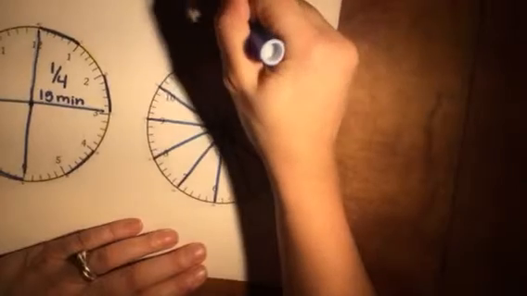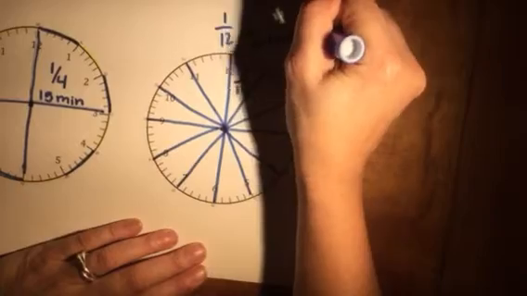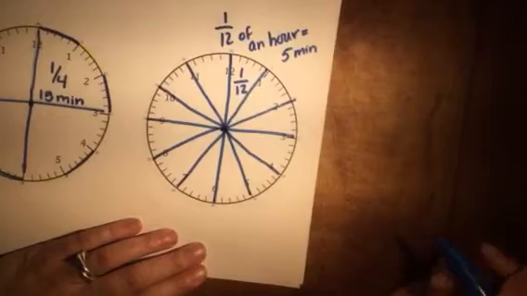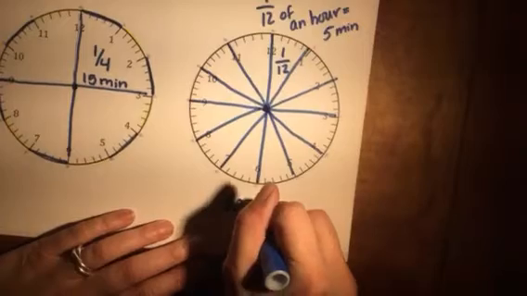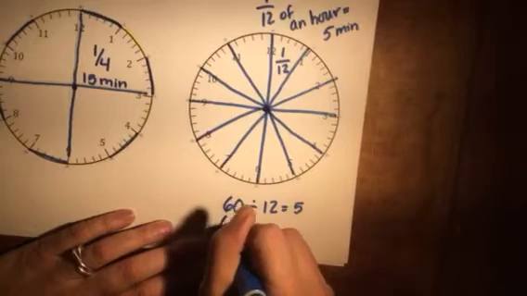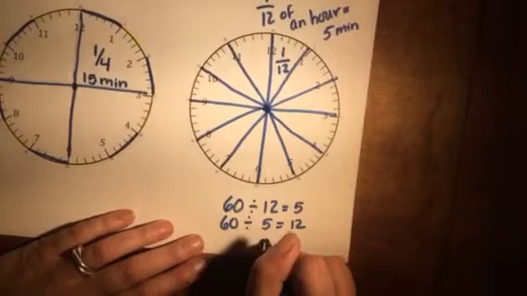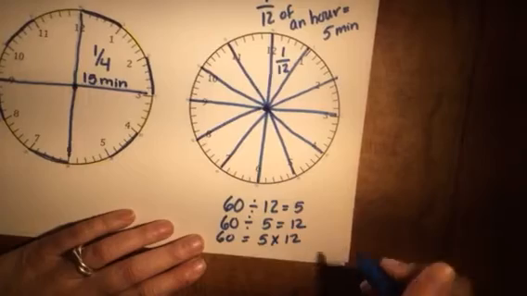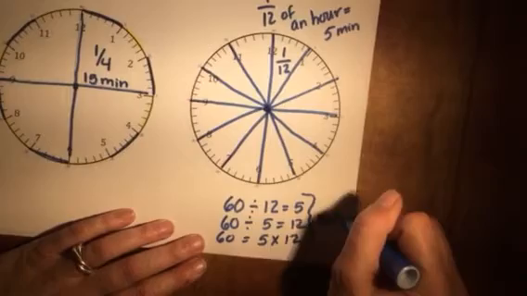So 1/12 of an hour equals 5 minutes. And we can see how that's division, because 60 divided by 12 equals 5. Or 60 divided by 5 equals 12. Or 5 times 12 equals 60. Or 12 times 5 equals 60. And so that's a fact family, right?